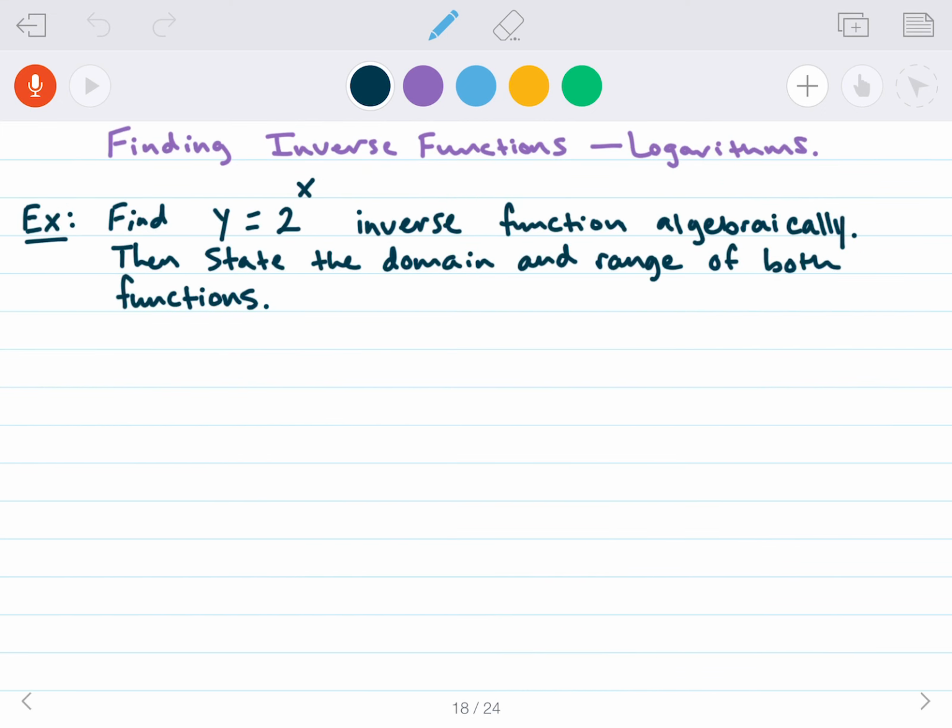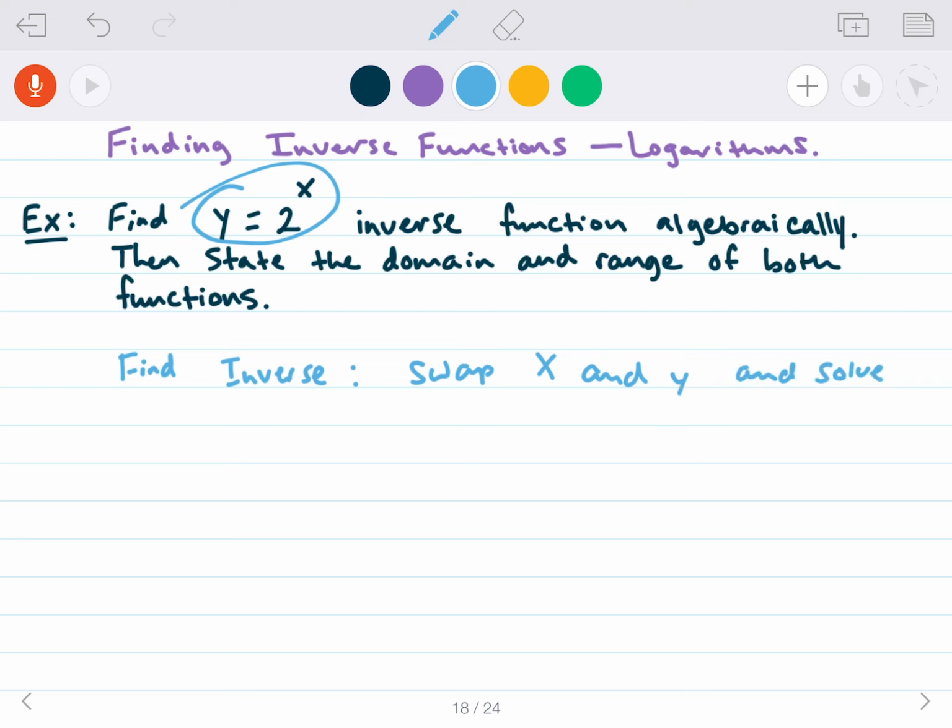Okay, so let's talk about finding inverse functions algebraically. Do you remember what we did a few sections ago? We swapped the x and the y values, and then we solved for y to find the inverse function. So that's what we're going to do here. So here we have a function y equals 2 to the x. To find the inverse, we're just going to swap x and y and solve for y. This is something we've talked about before. So we have x equals 2 to the y, right?